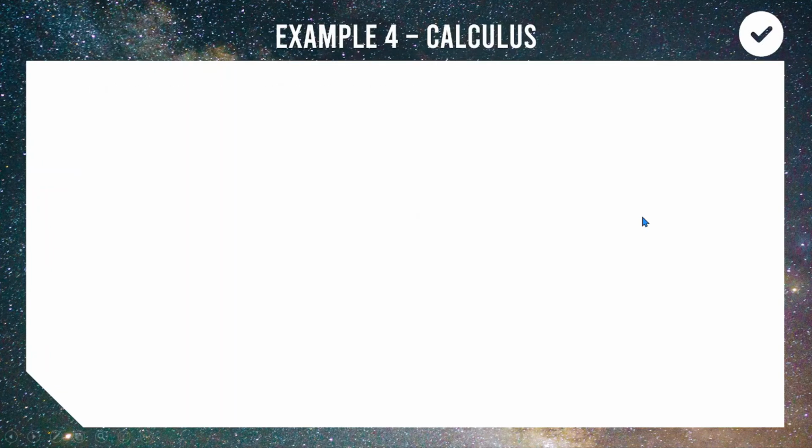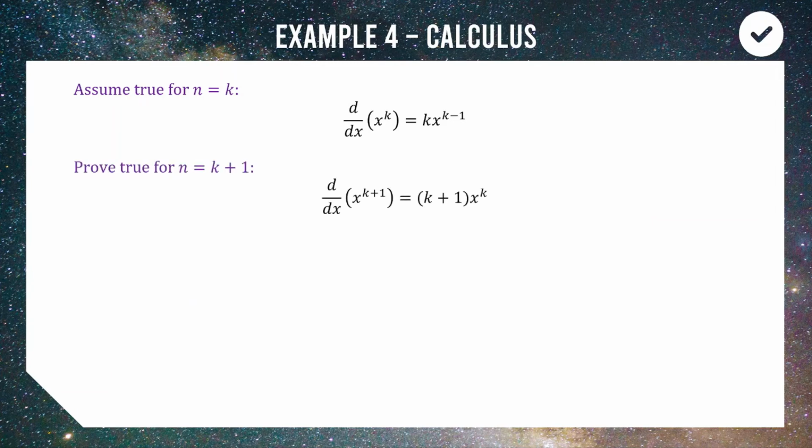Let's now assume that when n is equal to k, the derivative of x to the k is equal to kx to the k minus 1. Let's try and use that to show that the derivative of x to the k plus 1 is k plus 1 times x to the k. Now, the question said we are allowed to use the product rule here, because we're going to start with the left-hand side, the derivative of x to the k plus 1. We're going to think of this as x to the k times x to the 1.